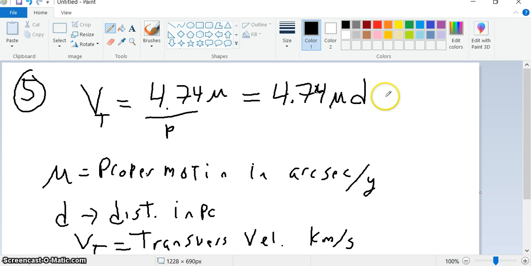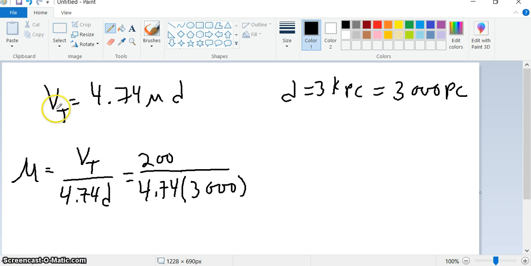Now we already know the distance. They give us the distance as 3 kiloparsecs, and we want to find out what mu is, and they give us the transverse velocity as 200 kilometers per second. All right, so let's work on this problem. Again, here's the equation. The transverse velocity is equal to this constant times mu, the proper motion, times the distance. Rearranging, mu is equal to the transverse velocity divided by this constant divided by the distance.